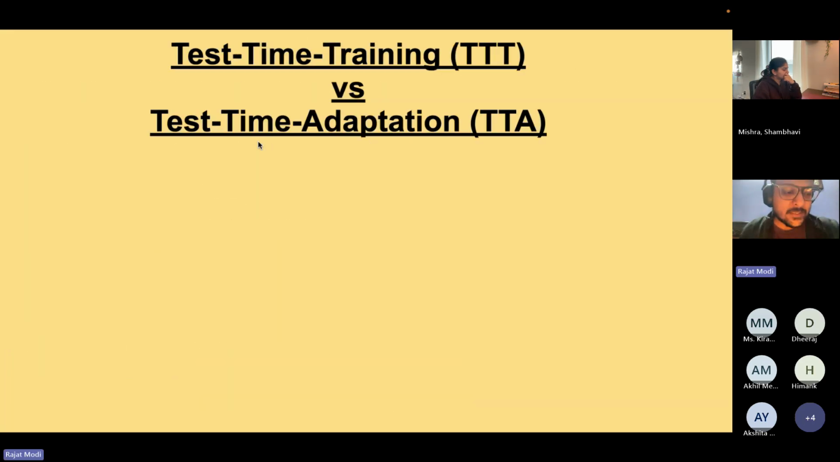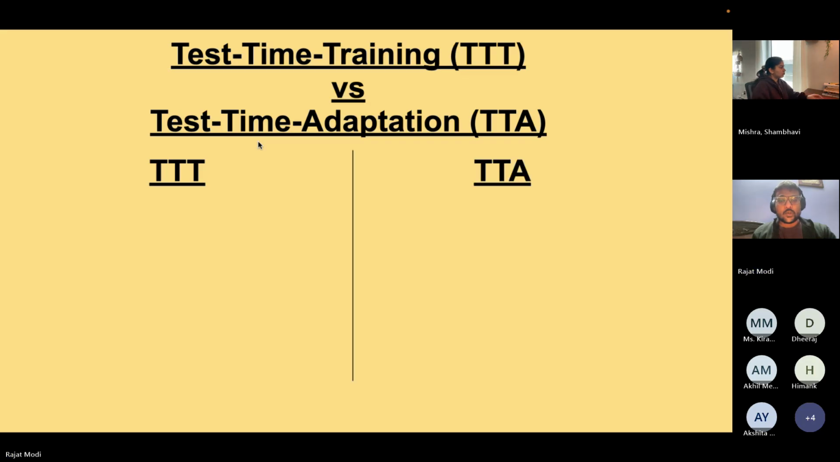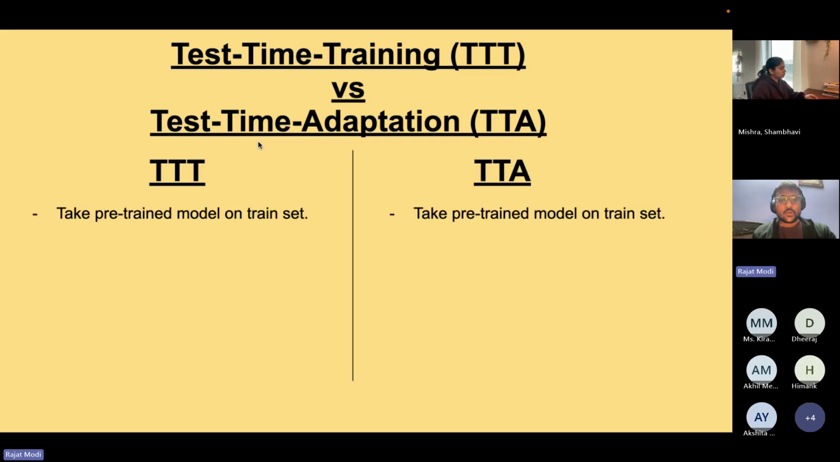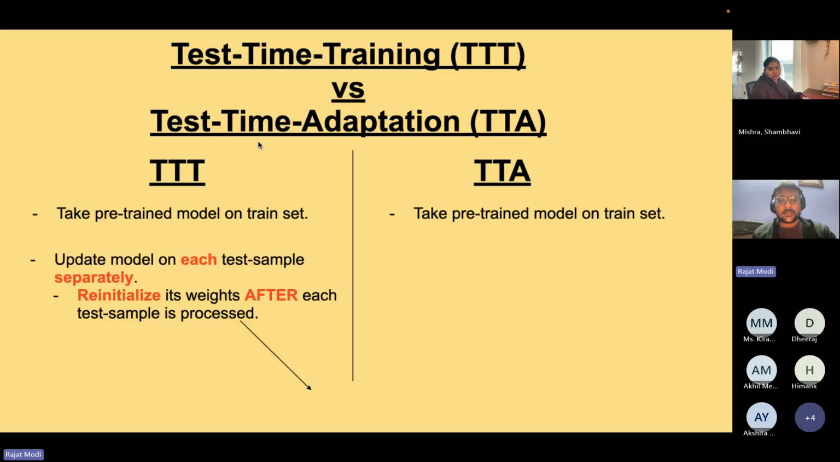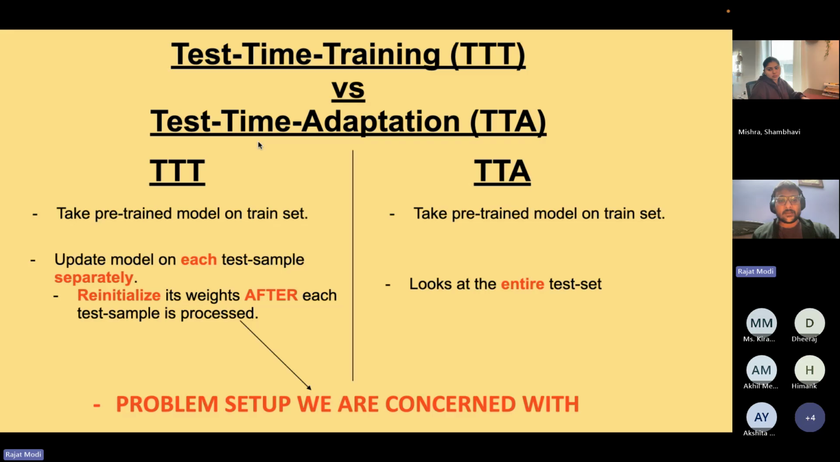And before I proceed in this talk, I would like to differentiate between two things. One is test time training and one is test time adaptation. So what's the difference? The first step in both the settings is the same. You take a pre-trained model on the train set, but the second step is different. So in test time training, when you are processing one test sample, you will just learn on that test sample and then you will classify that, and then you will move on to the second test sample.